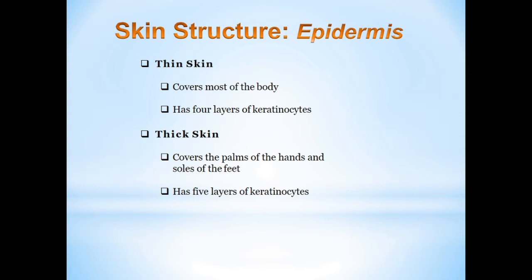In thin skin there is presence of only 4 layers of keratinocytes, while thick skin covers only the palms of the hands and soles of the feet, and this thick skin has 5 layers of keratinocytes. This is the difference between thin skin and thick skin.